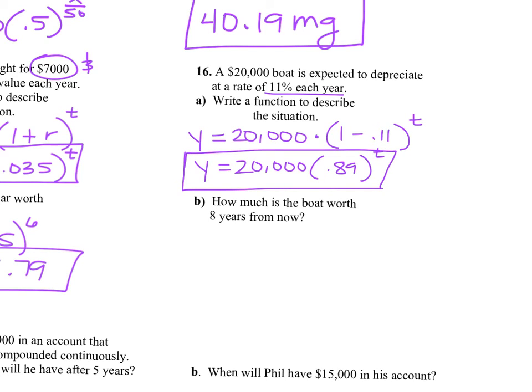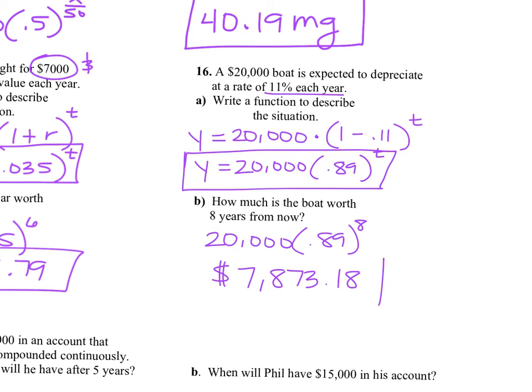Okay. So how much is it worth 8 years from now? You're going to plug an 8 in for t, so 20,000 times 0.89 to the 8th power. And when you plug that in, what do you get? $7,873.18. Everybody getting that? Okay.